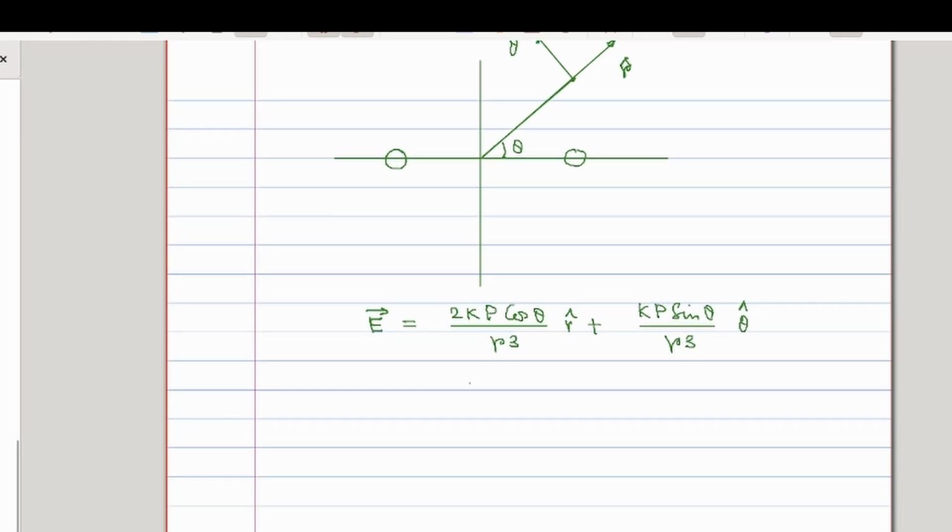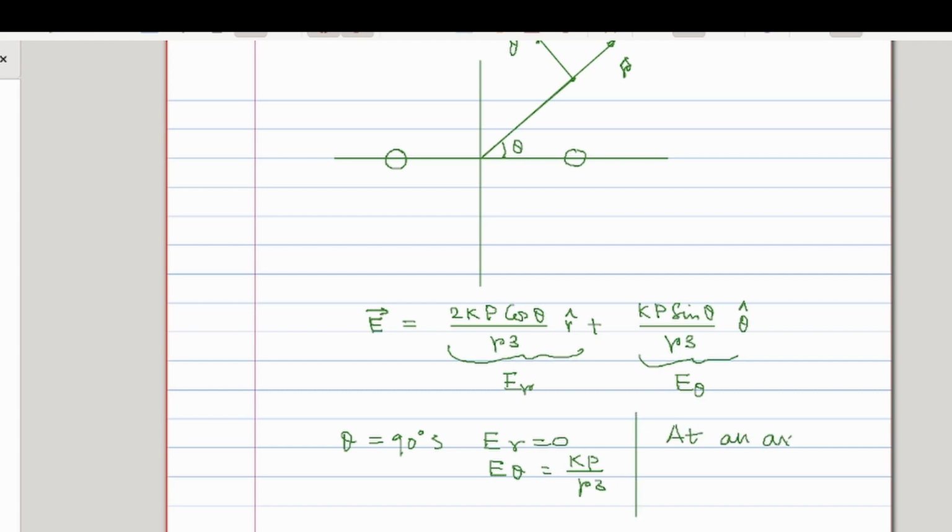So this is the E r and this one is the E theta. At an equatorial point, theta is equal to 90 degrees, so E r equals 0 and E theta equals k p by r cube. At an axial point, theta is equal to what? 0. So E theta equals 0 and E r equals 2 k p by r cube.